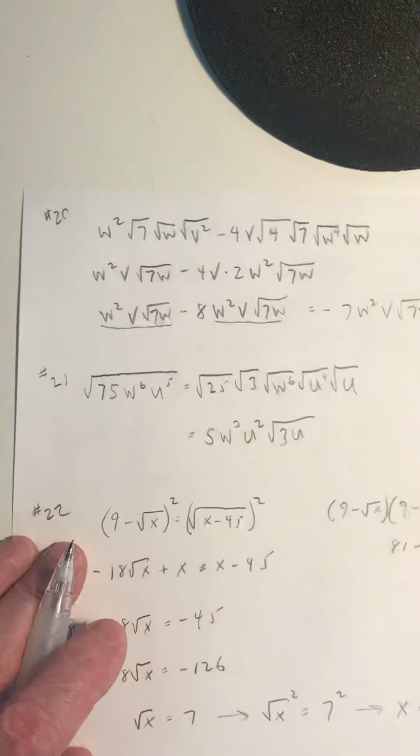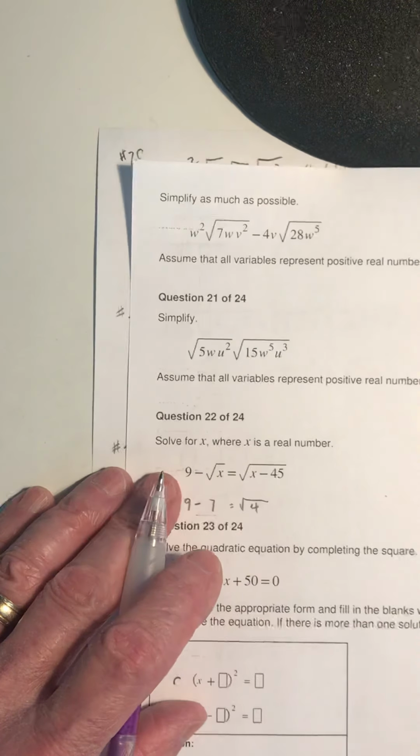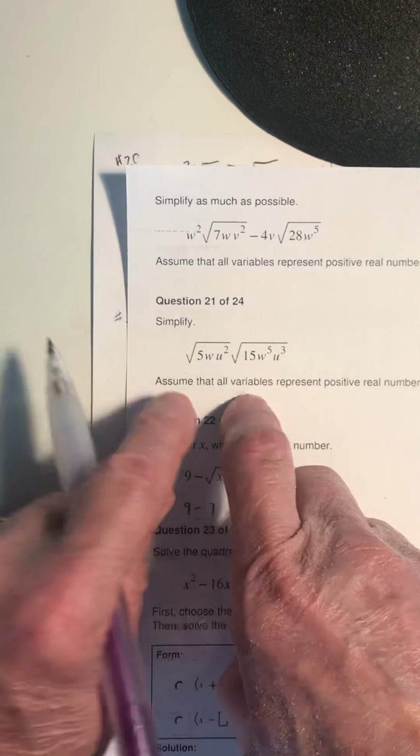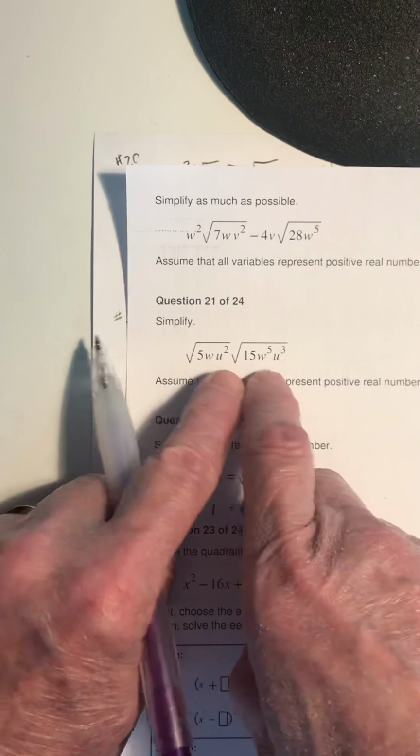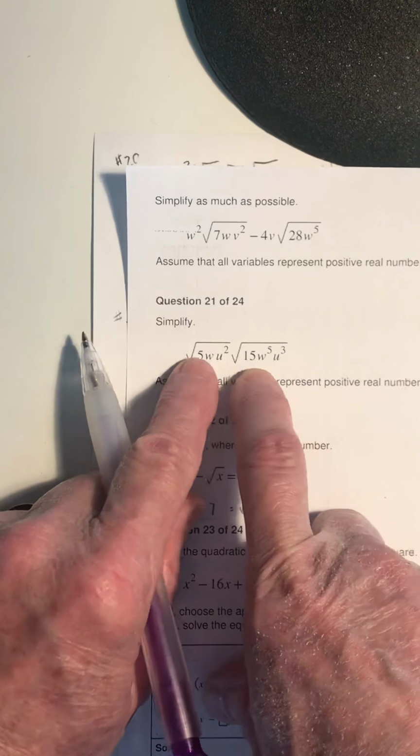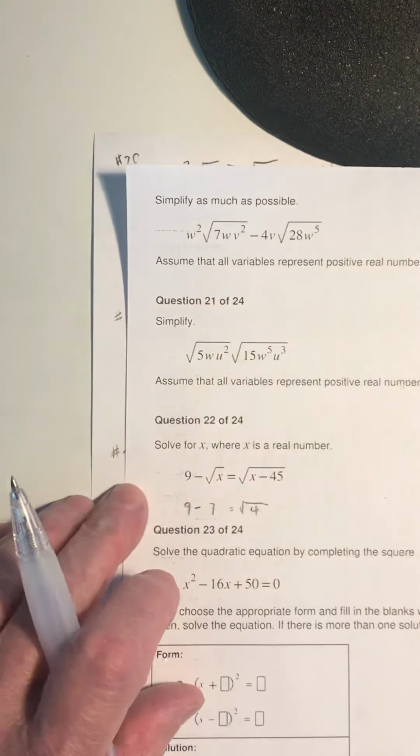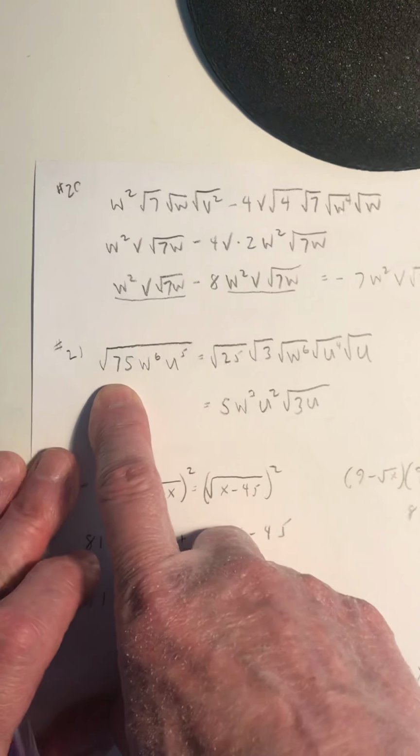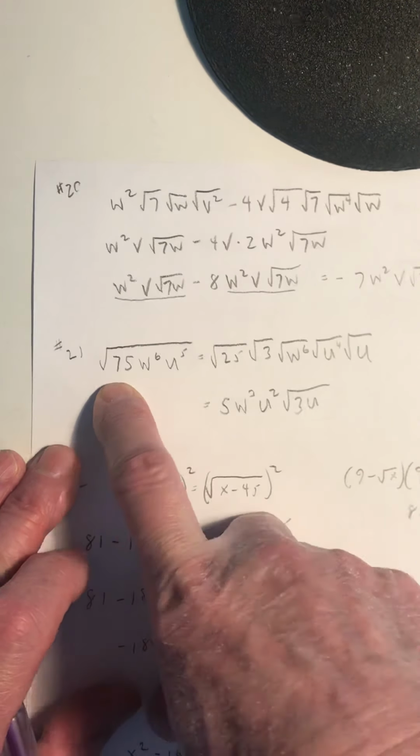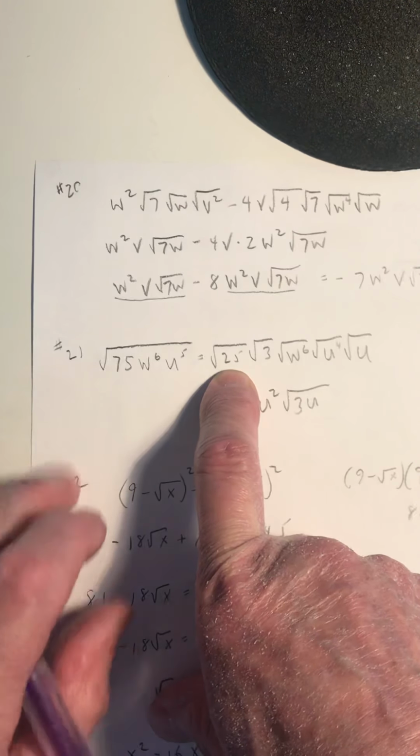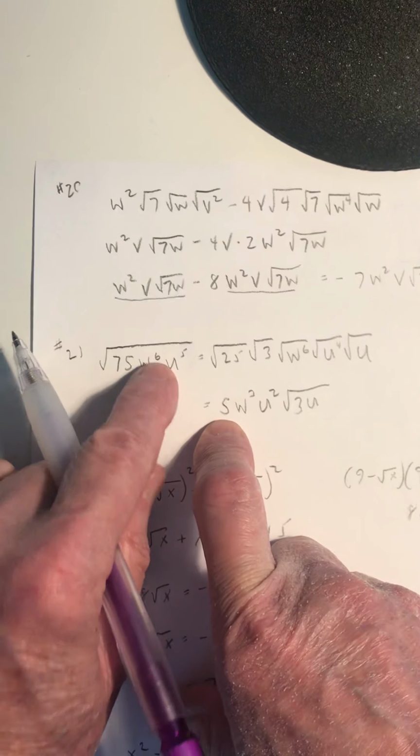In question 21, said to simplify this product, it's this square root times this square root. Simplifying these individually is kind of a waste of time and a mess. If we multiply them together, we get this, 75, which you might recognize from previous work, splits up nicely into 25 times 3. Nice perfect square, 25. That's already got an even exponent.